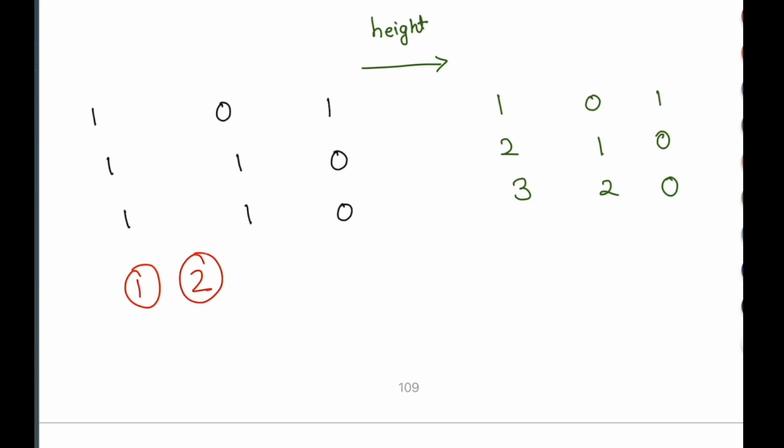Now let us proceed ahead and process the next element, which is 2. Now its height is 2, right? The moment I know that its height is 2, I can say that this can form a rectangle of size 1 by 1 and 1 by 2 as well, right?